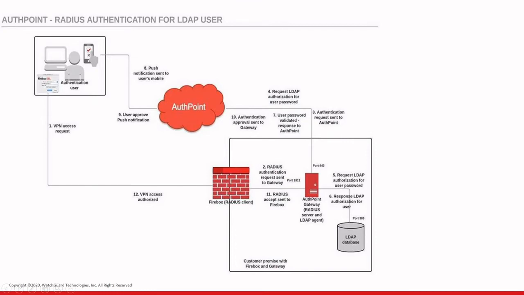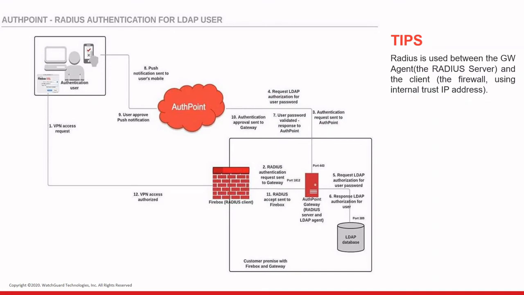So this is the whole process from the beginning to the end when it comes to the SSL VPN. Some tips here that I just wanted to share with you. First of all, RADIUS is going to be used between the gateway agent, which is the RADIUS server, and the client, which is going to be the firewall.